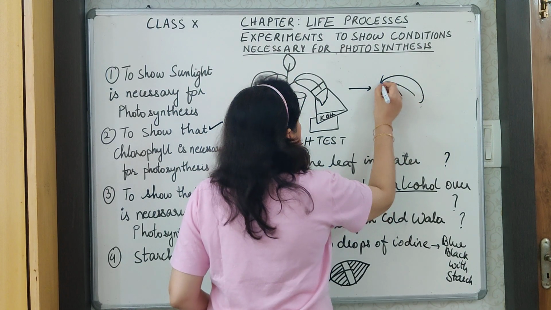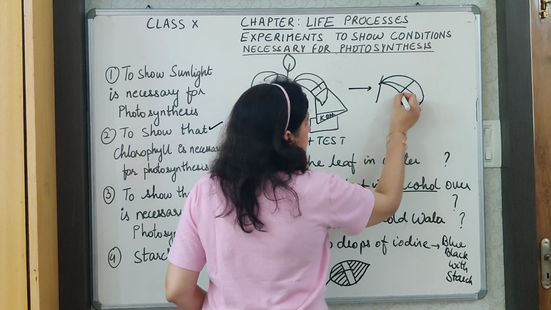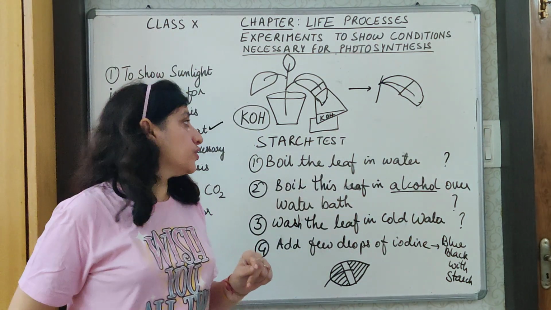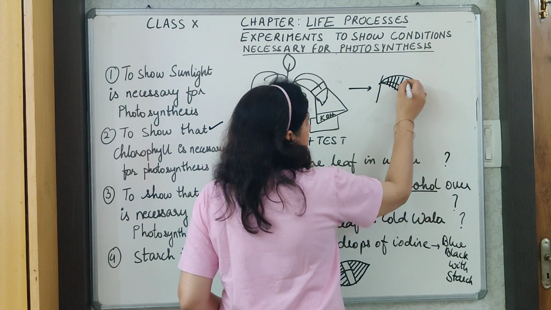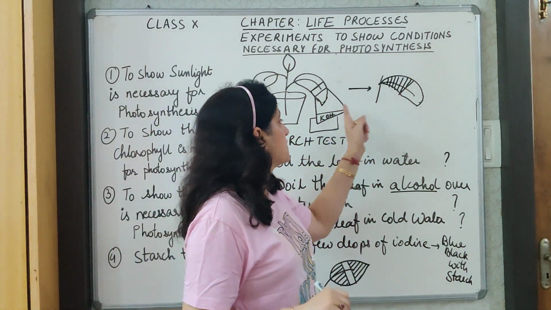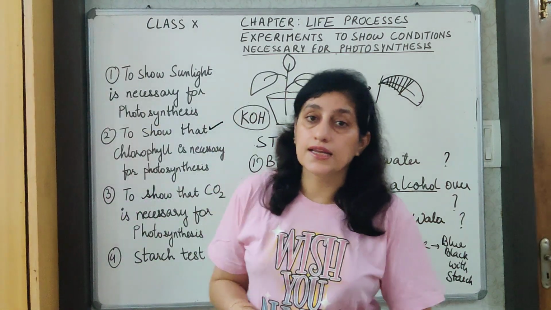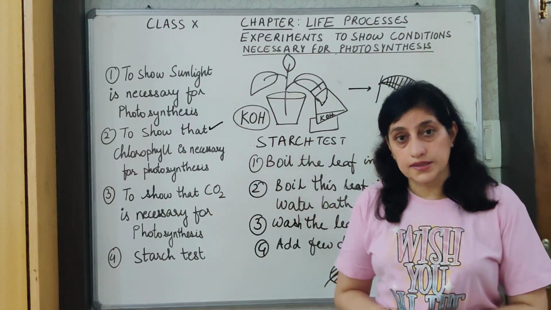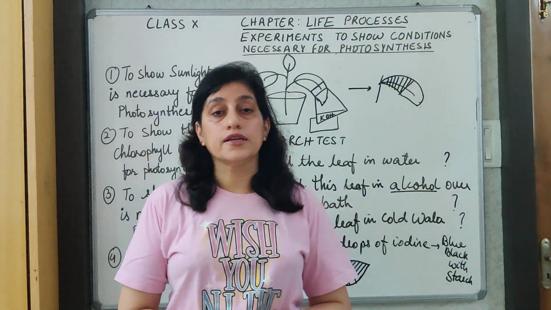So suppose this was the place where it was attached to the plant, and this was the portion which was dipped in potassium hydroxide. So what is my observation going to be? The portion which was outside the flask will turn blue-black because it is getting carbon dioxide, and the portion which was inside the flask had no carbon dioxide, therefore will remain colorless, to show that carbon dioxide is necessary for photosynthesis. All the steps, all the reasonings I hope are clear to you.